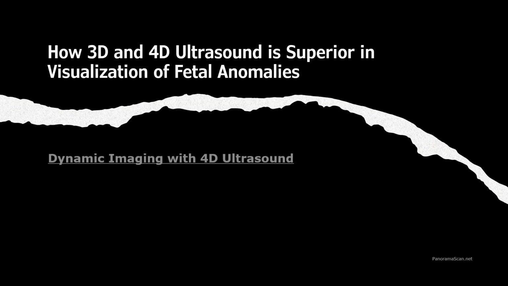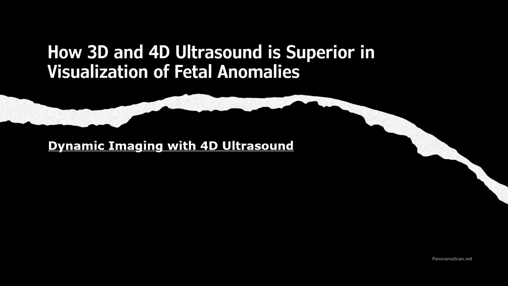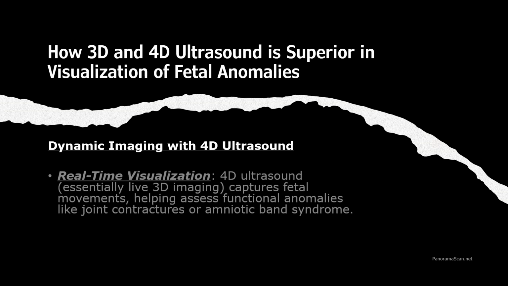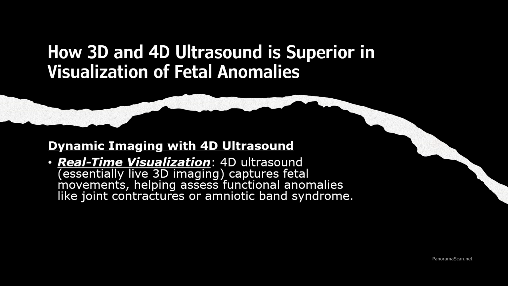Dynamic imaging with 4D ultrasound allows for the real-time capture of fetal movements, offering an invaluable advantage for detecting functional anomalies. The live 3D images provided by 4D ultrasound enable us to observe fetal movements in detail. This is especially useful for assessing conditions like joint contractures or amniotic band syndrome, where fetal motion is limited or abnormal.